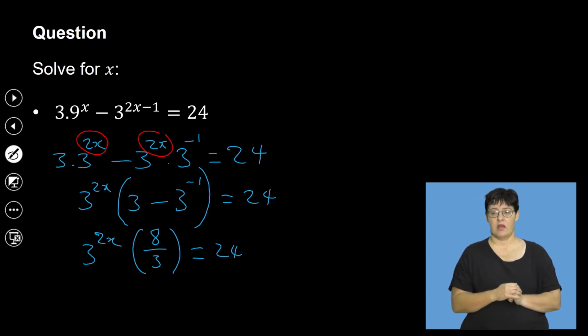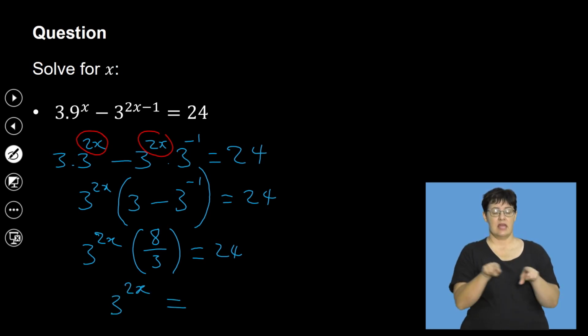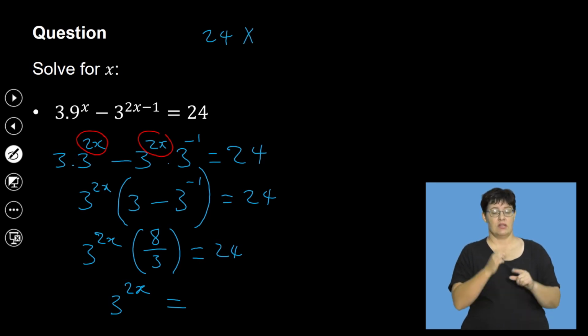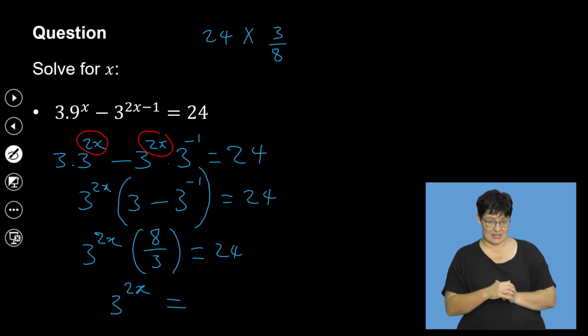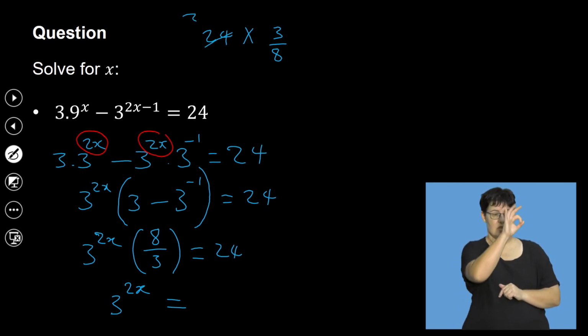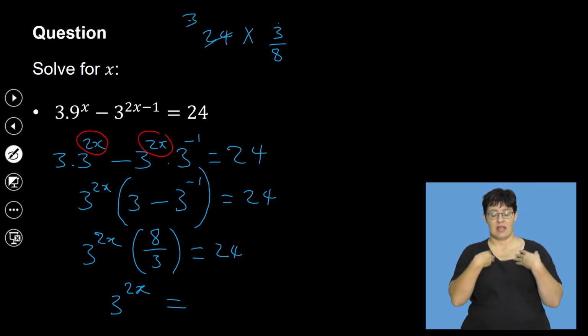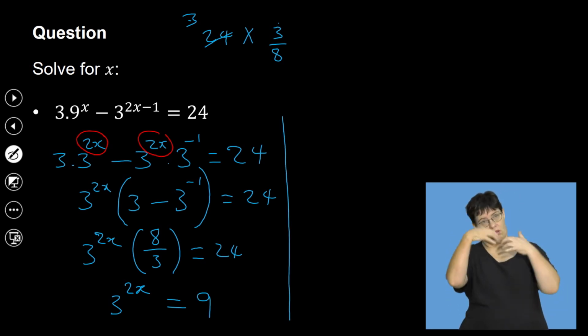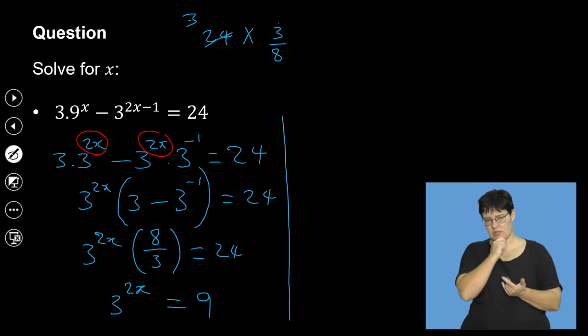And then multiply both sides by 3 over 8 or divide by 8 over 3, however way you prefer to do it, right? So this will give me 3 to the exponent of 2x equals, if I multiply the 24 by 3 over 8, the 8 there goes 3 times. If I multiply those two, they give me 9, right? So this will just be 9 there. But you can just use your calculator. You don't really need to do it using mental maths like I am.